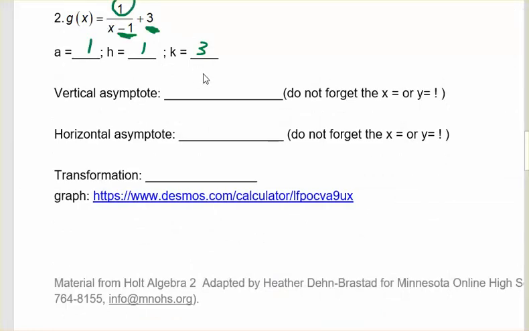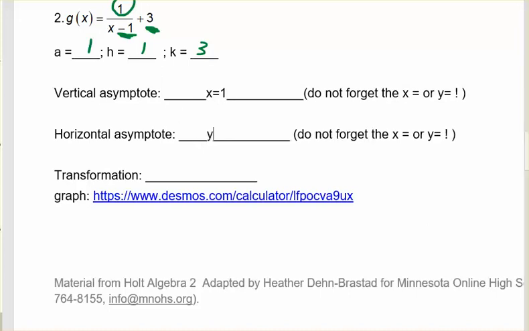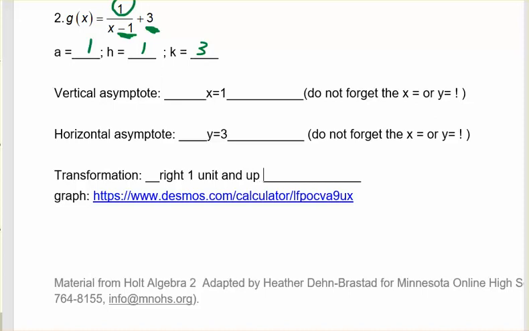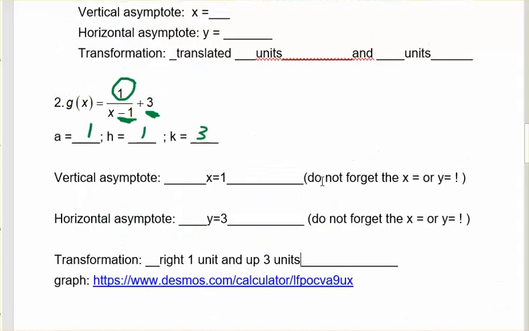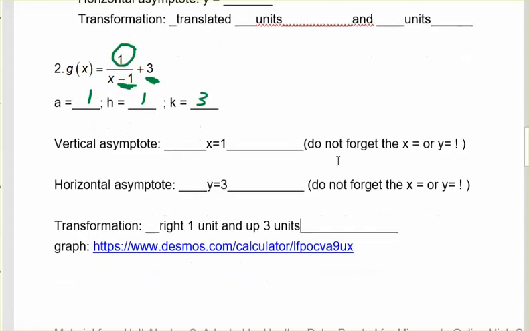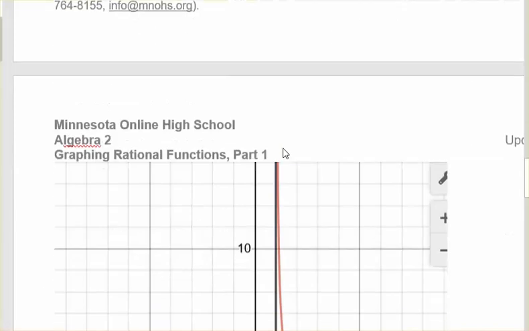On the worksheet, I'm going to type in those questions that we had answered. We said that the vertical asymptote would be at x equals 1, and the horizontal asymptote would be at y equals 3. The transformation is a translation to the right 1 unit and up 3 units. That can be told from the asymptotes, from the graph, and from the equation. So all parts have now been completed for that one.